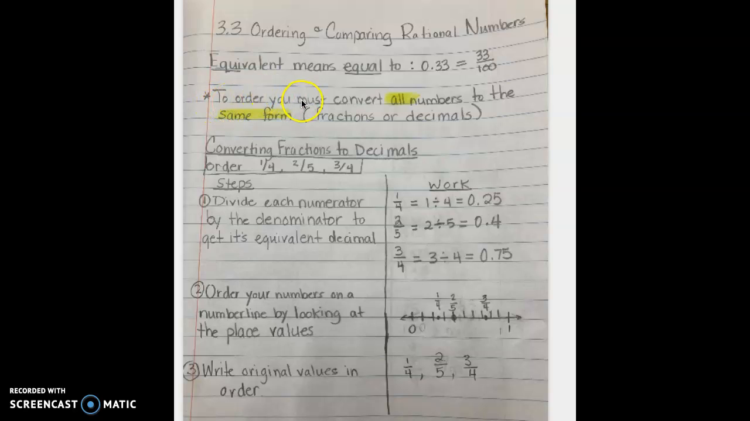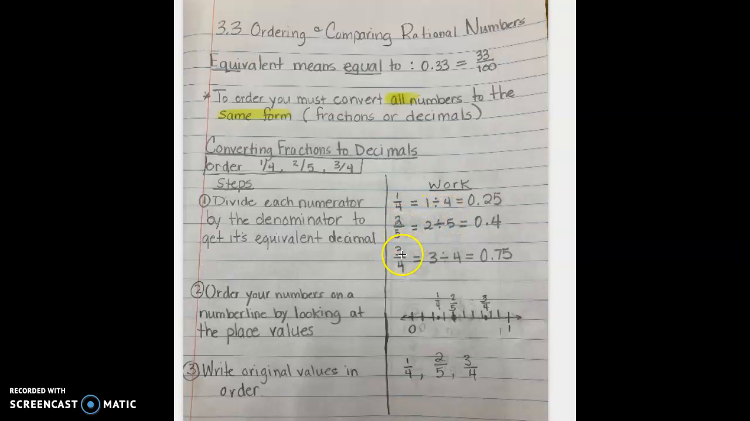So in order to order our numbers correctly, you must convert all of your numbers to the same form, whether it be fractions or decimals. First we're going to start with converting fractions to decimals. Here's your example. Order 1/4, 2/5, and 3/4. What you're going to do is divide your numerator, which is the top number, by the denominator, your bottom number, to get its equivalent decimal.